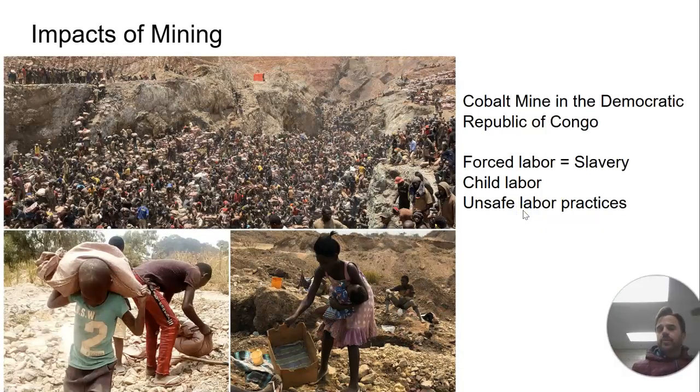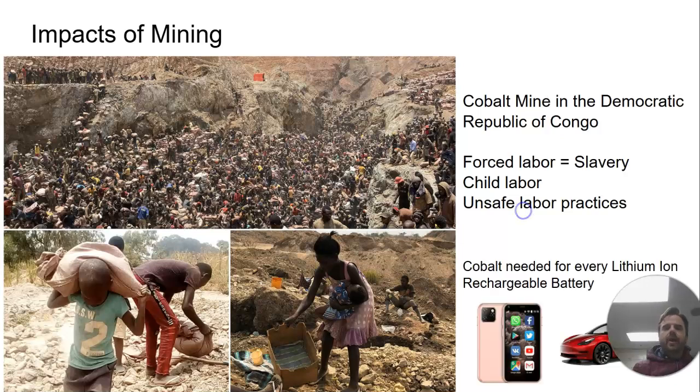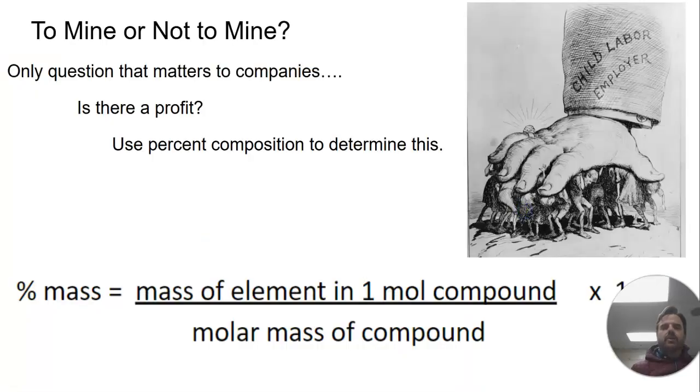Another impact is the human impact when you have places like in Congo, cobalt mining. You'll have forced labor and slavery, child labor, and very unsafe labor practices. Probably many, many people die in this type of mining. But of course, cobalt is needed for every lithium ion rechargeable battery. But I don't think we oftentimes consider the cost that goes into making something that we find very convenient. The convenience can have major costs that we don't realize.